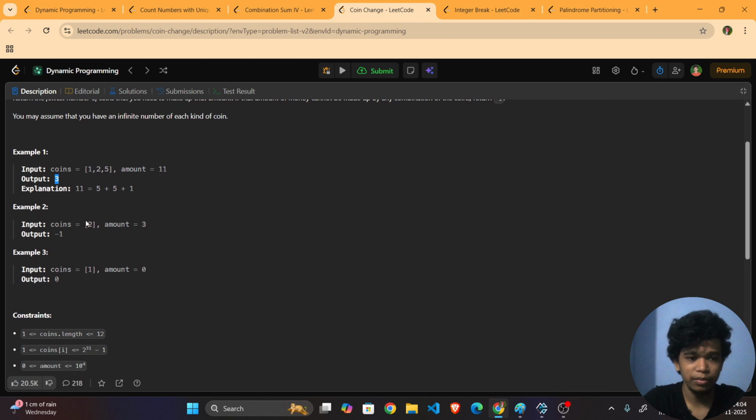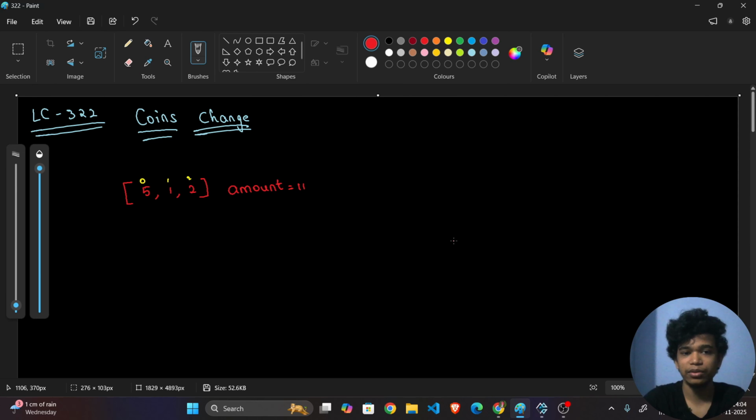Similarly, coin is equal to 2 and amount is equal to 3, which means we cannot form this amount using 2 as the only coin, right? So I'll be returning -1. Similarly, coins is equal to 1, then amount is equal to 0, then I'll be returning 0, because the amount itself is 0. So why should I take any of the coins? 0 coins are required, right? Okay, so let us get into the problem.